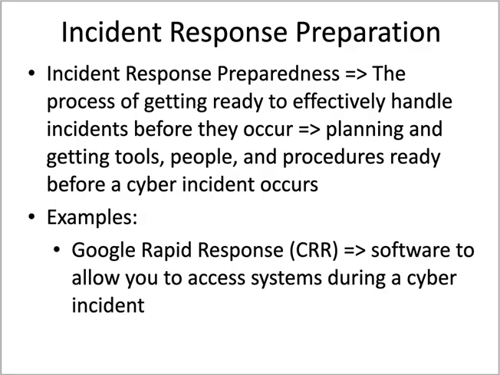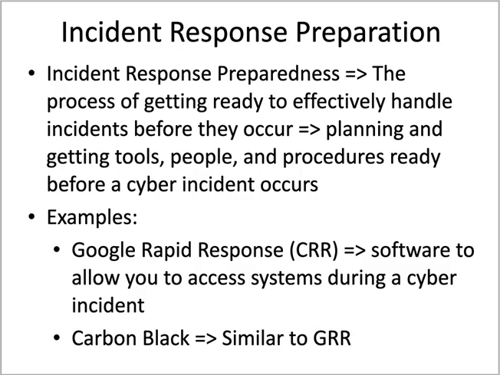Google has something called GRR. That's software that allows you to access systems during a cyber incident, so that if they've compromised or made the machine unusable, I hate using the term backdoor, but it's a backdoor to get into the machine so that you can do what you need to do. There's another product called Carbon Black, which is similar in functionality to Google Rapid Response.